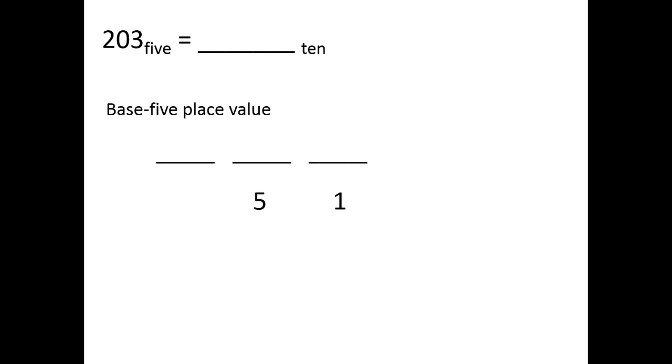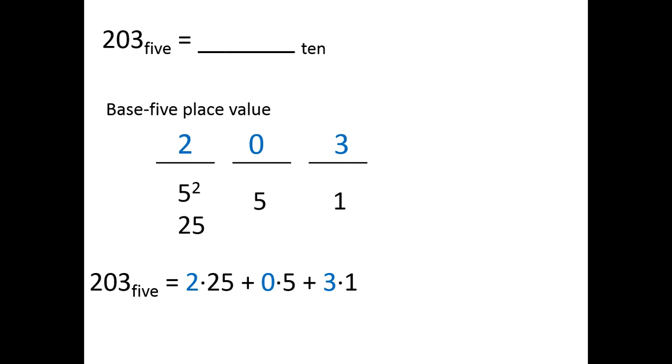Well, remember base 5 place value groups by 5. So that leftmost digit, that 2, represents 2 groups of 25. The middle digit, 0, means we have no groups of 5. And the rightmost digit, the 3, means we have 3 groups of 1. So to us, this would be the number 53. So 203 base 5 is the same thing as 53 in base 10.